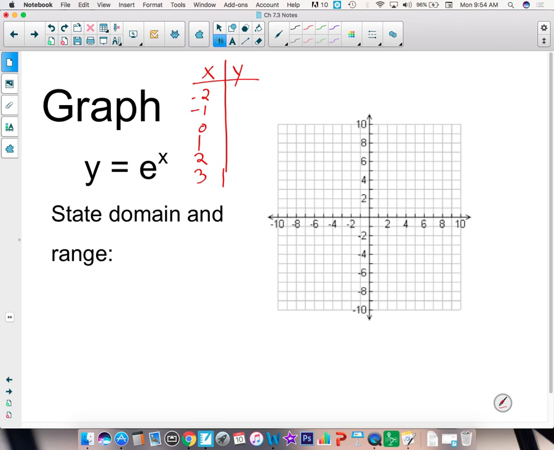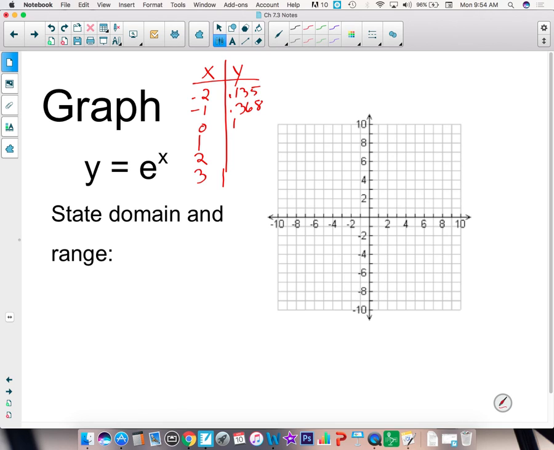So plugging in the points, we get e to the x: at -2, -1, we get about 0.135, 0.368. e to the 0, that's a 1, that's an easy one.